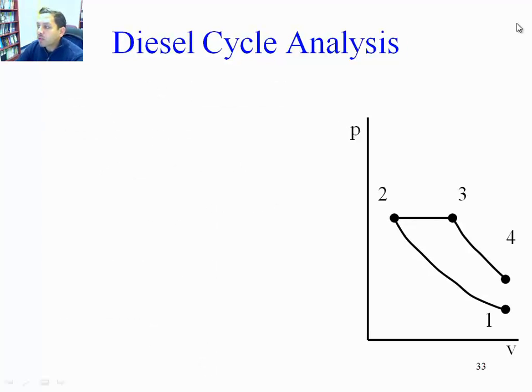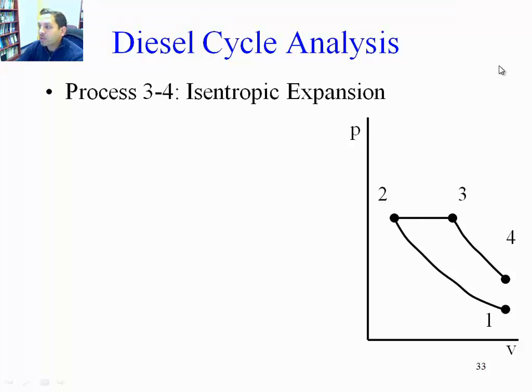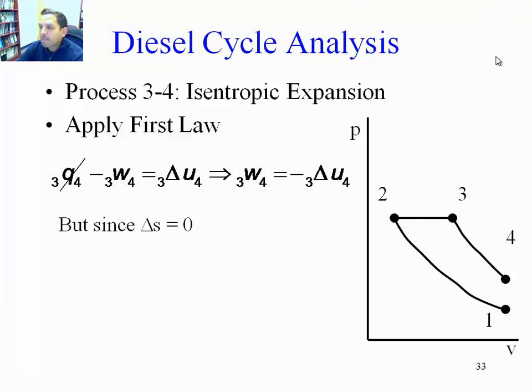The process from 3 to 4 is identical to the process from 3 to 4 in the Otto engine. It's an isentropic expansion. It's work creation. It's a power stroke. In that process, there's no heat because this model is isentropic. So work from 3 to 4 is delta U from 3 to 4. So there's work created from 2 to 3 and there's work created from 3 to 4.